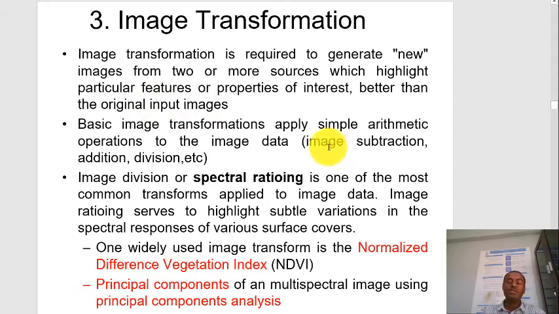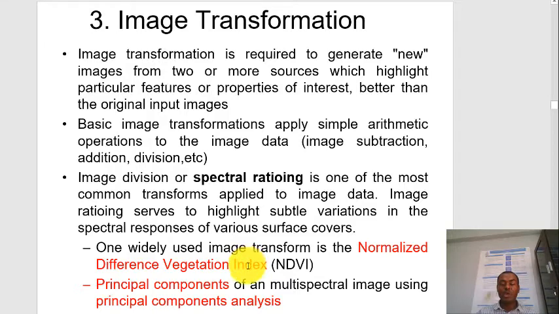The third digital image processing category is image transformation. Image transformation is required to generate a new image, the so-called new image, from the original two or more sources, which highlights particular features or properties of interest better than the original input image. Okay? For example, the most common example of image transformation is NDVI. We have learned how you can calculate normalized difference vegetation index. Normalized difference vegetation index is a transformed image.